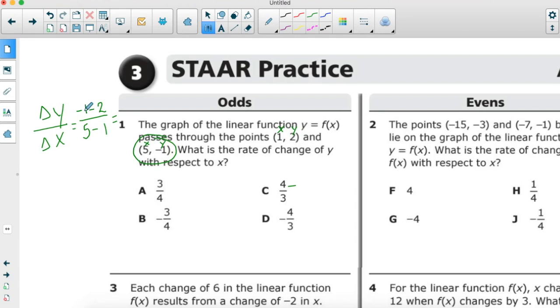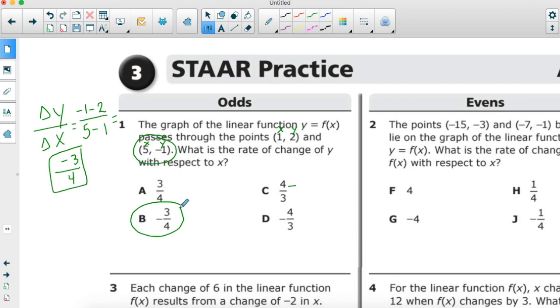So when I do negative 1 minus 2, you end up with negative 3 over 5 minus 1, which is positive 4. So this is your rate of change, negative 3/4. So negative 3/4 would be letter B.